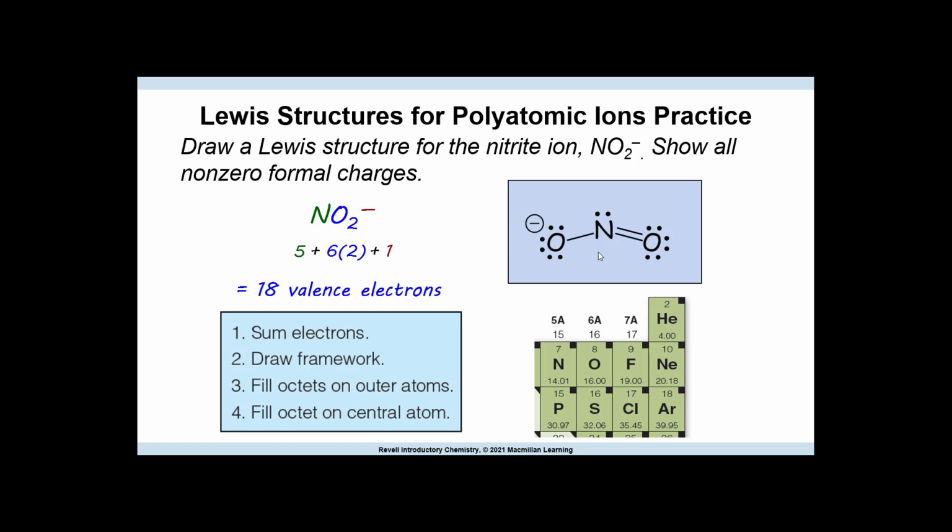In order to fill the octet, we must move 2 electrons from one of the oxygen atoms to form a double bond between the nitrogen and oxygen. Finally, we can show the formal charges as drawn. The oxygen atom on the left has a formal charge of -1. We indicate this with a minus charge to give the final answer.